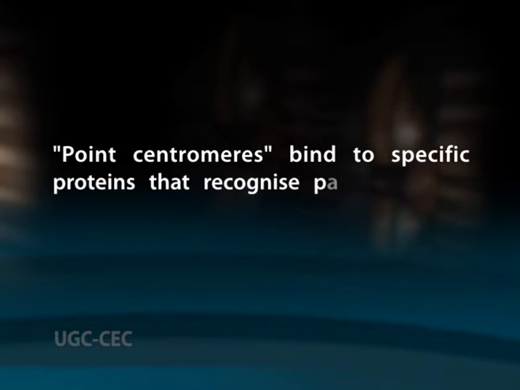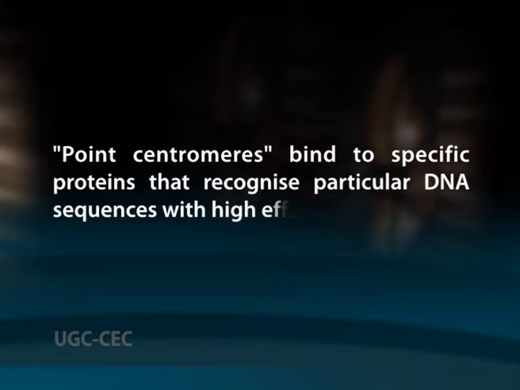There are, broadly speaking, two types of centromeres. Point centromeres bind to specific proteins that recognize particular DNA sequences with high efficiency. Any piece of DNA with the point centromere DNA sequence on it will typically form a centromere if present in the appropriate species. The best characterized point centromeres are those of the budding yeast Saccharomyces cerevisiae.